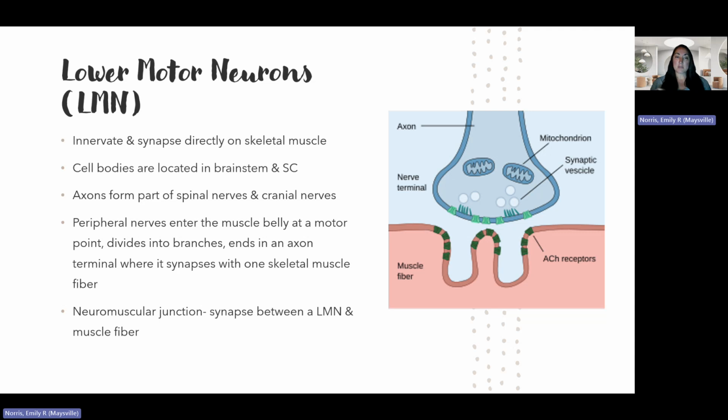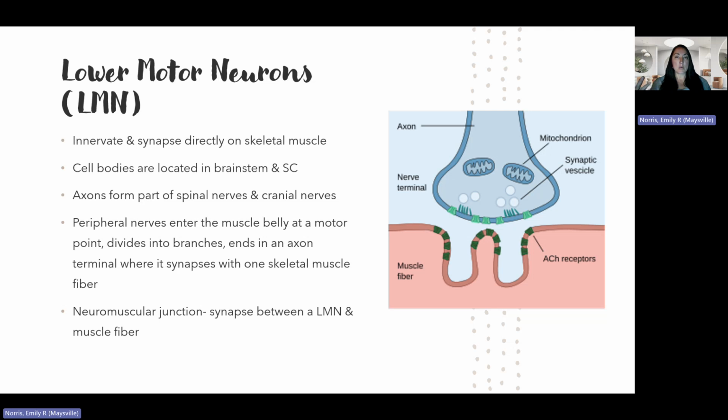Peripheral nerves enter the muscle belly at the motor point, and then they divide into branches, and then they end in an axon terminal where it synapses on one skeletal muscle fiber. So the picture is just showing you that neuromuscular junction, the synapse between the lower motor neuron and a muscle fiber. Each neuromuscular junction is enclosed with connective tissue to protect and separate it from surrounding tissues.